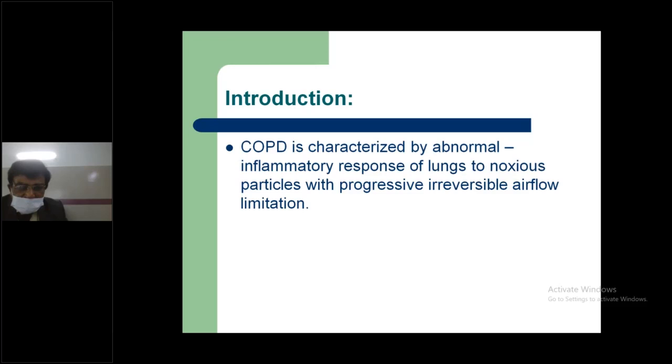So inflammation causes narrowing of the bronchioles or distension of the alveoli. It is a progressive process and it is irreversible. In case of bronchial asthma, the dyspnea which occurs is reversible. But in case of COPD, the dyspnea is irreversible. And this dyspnea is due to irreversible airflow limitation or obstruction, airflow obstruction.